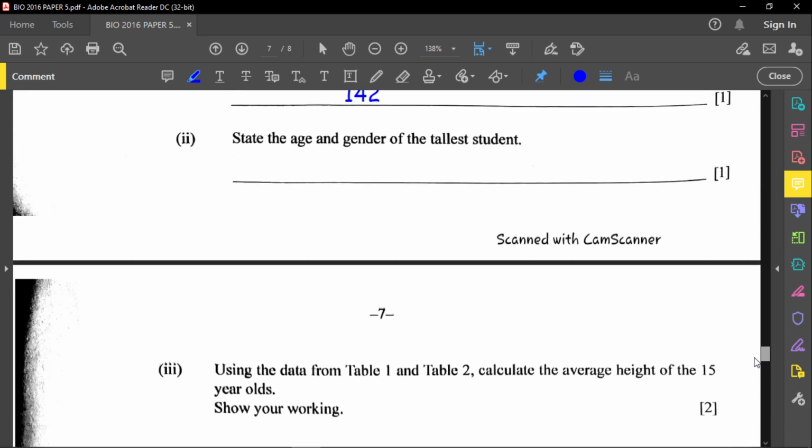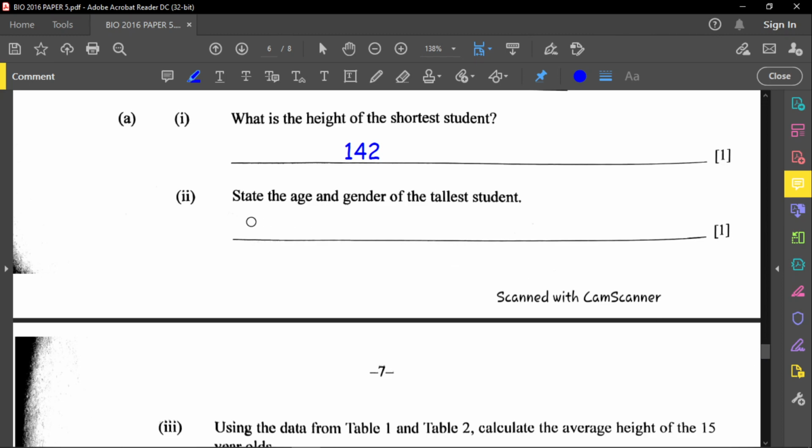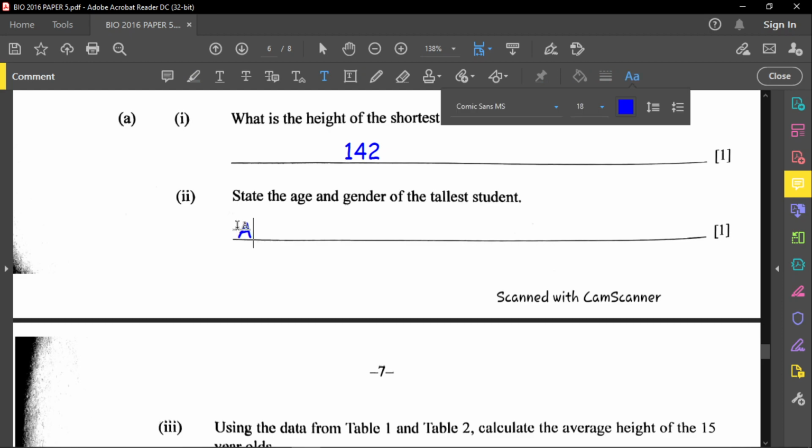Let's put that in real quick. All right, so the age is 17, and the gender is male. And that height is 172. That is how to state the age and gender.